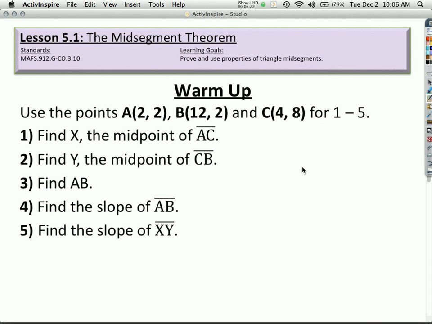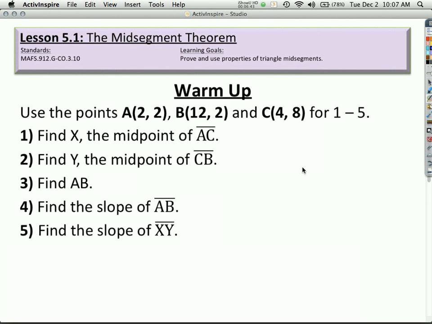Today's warm-up is a review of ideas scattered throughout the recent past. Let's see how we did with these questions. Stay on your toes today. The equity bars are in full effect. So for number one only, I would like X, the midpoint of segment AC.